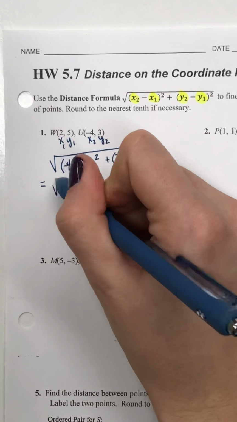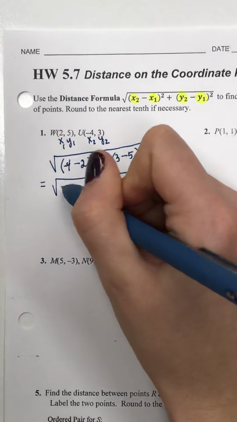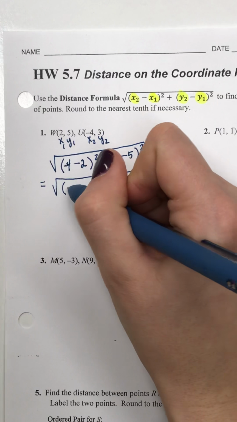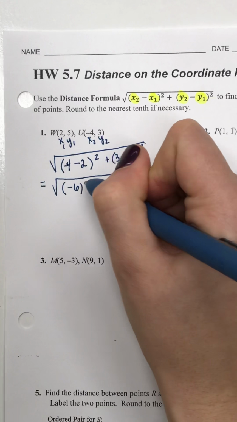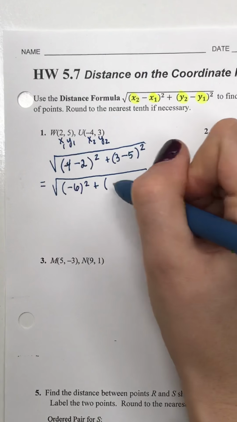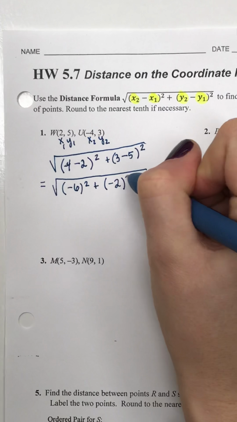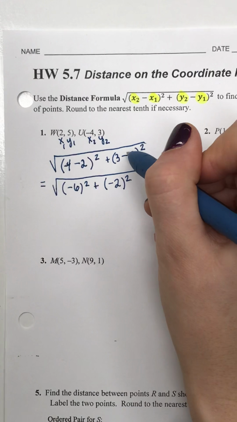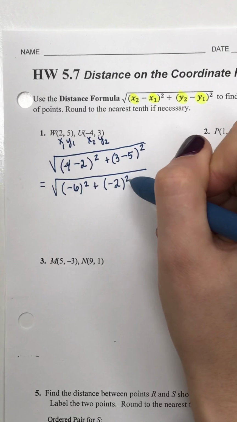So we're going to drop everything down. We're going to make the long square root again. -4 minus 2 is -6. Bring down the squared, bring down the plus sign, bring down the parentheses. 3 minus 5 is -2. Drop down the squared. Okay. Once you simplify what's in the parentheses, the next thing you want to do is simplify the exponents.